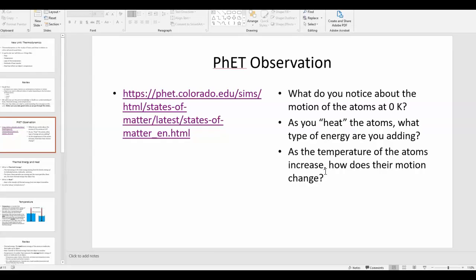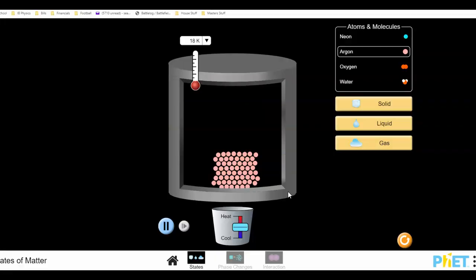The last question says, as the temperature of the atoms increases, how does their motion change? We can see they start to vibrate faster, but look, they're starting to vibrate so fast that they're starting to come apart. Before, I had a nice organized collection of atoms in a solid, right? But if I increase the temperature too much, they start to move faster and faster, and if they move too fast, they start to separate from each other. Notice I've increased the temperature a little bit, but they're not a nice organized blob like they were before.